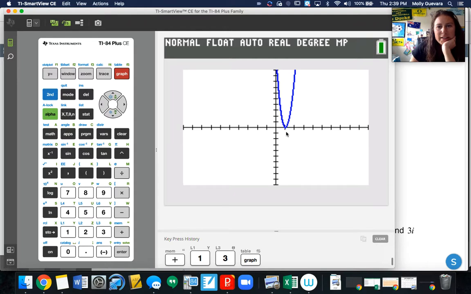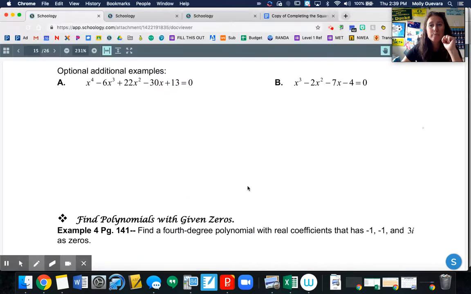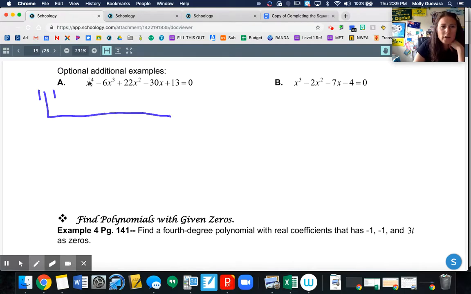Okay, so again, I see that my graph is bouncing at positive 1, which means I can divide by positive 1 2 times because it's bouncing. Okay, so I'm going to take 1 and I'm going to use synthetic division. My highest exponent is 4 and the coefficient on that is 1. And then x to the 3rd is negative 6. X squared is 22. X to the 1 is negative 30 and x to the 0 is 13.